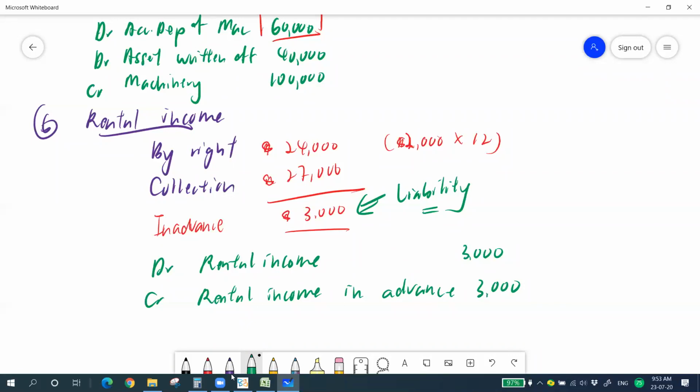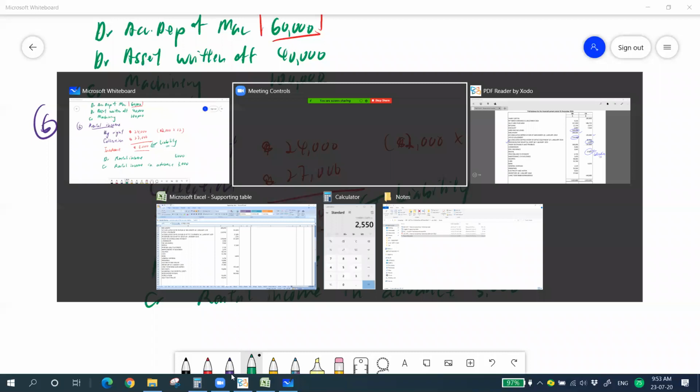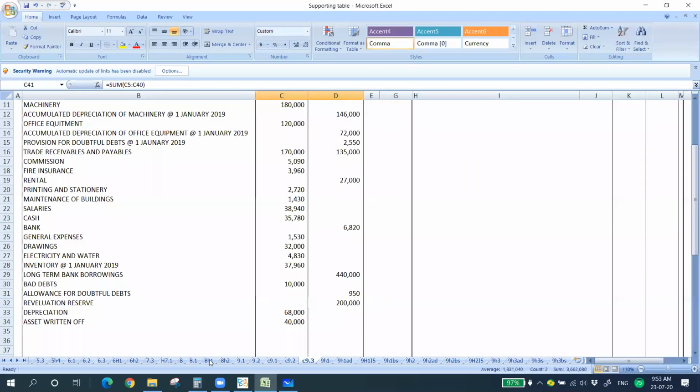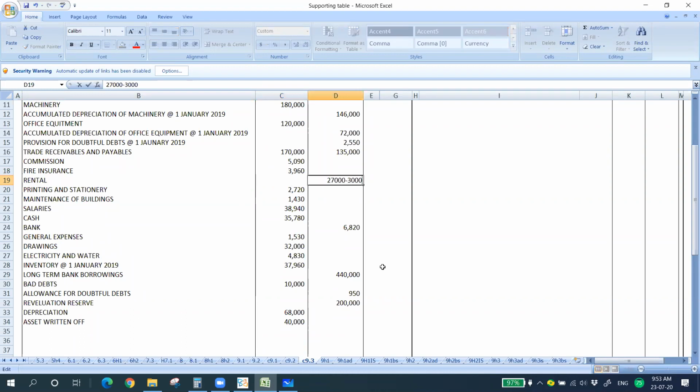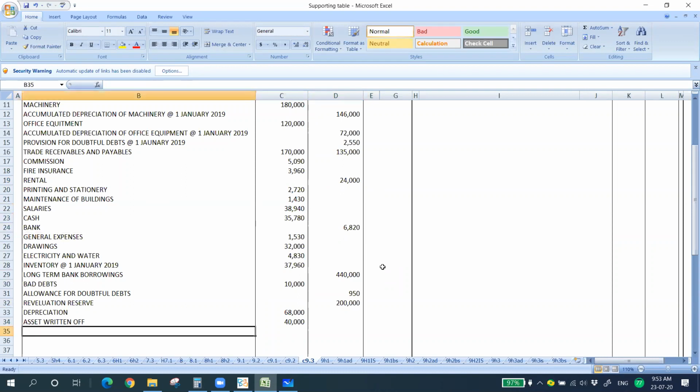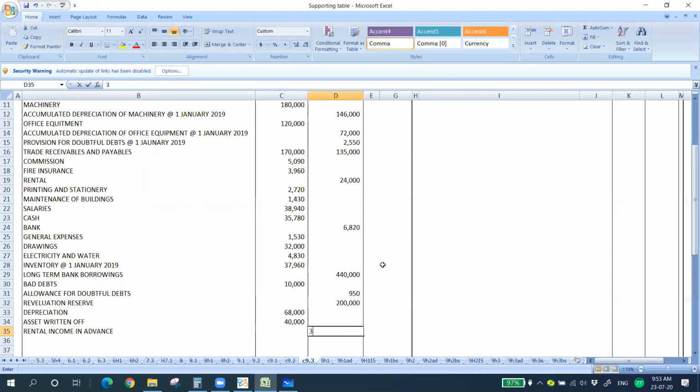All right, let's reflect this in our trial balance. So debit rental income, because this is rental income, right? We have to net off. We cannot have one account but two amounts. So minus 3,000 here. Remember to put an equals. If you didn't put the equals, this cannot be formalized. So put equal here. And then you will credit rental income in advance 3,000. So after the adjustment, check your total.